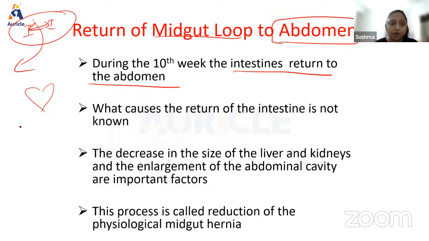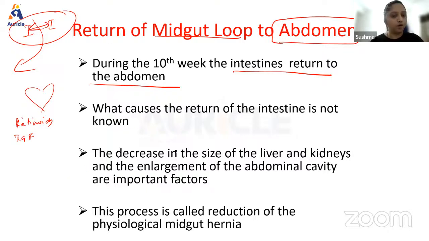You remember, I told you there were retinoids which were acting as signal factors. There were growth factors, and so many other factors were actually signaling. Even for the formation of the cardiac loop, we had signals. But here, for the return of the midgut loop back to the abdomen, we don't really know what causes it.